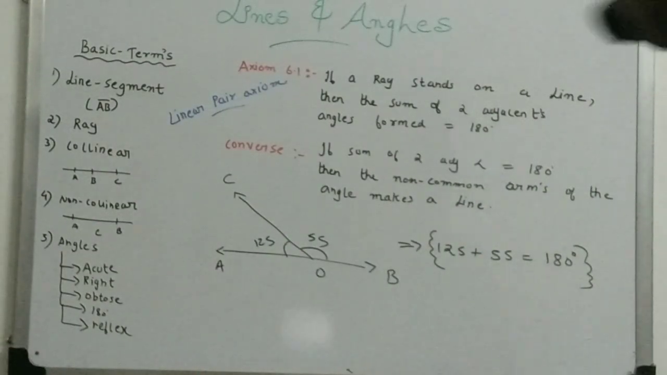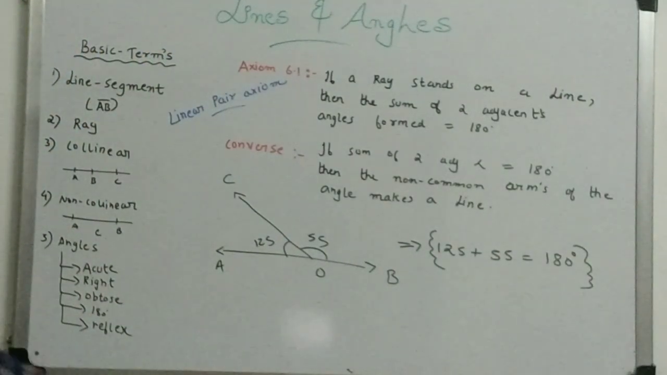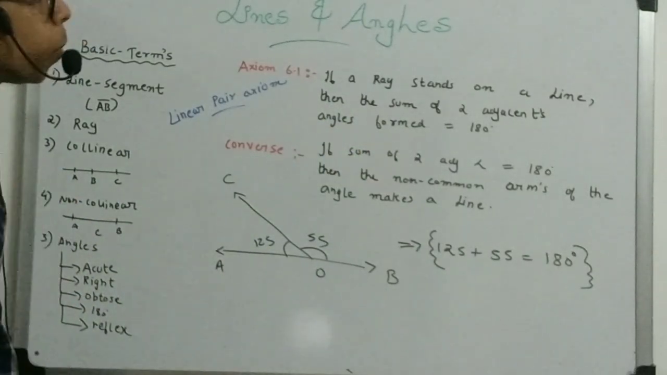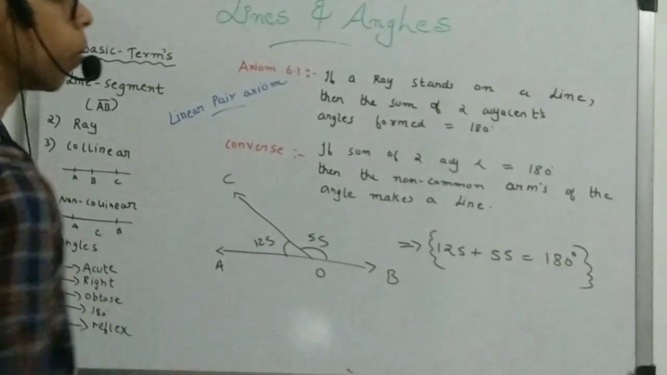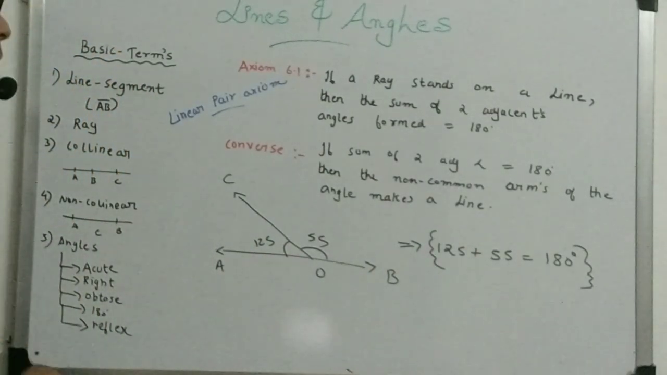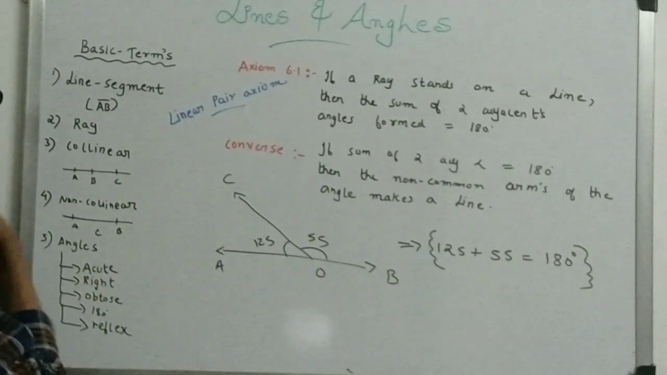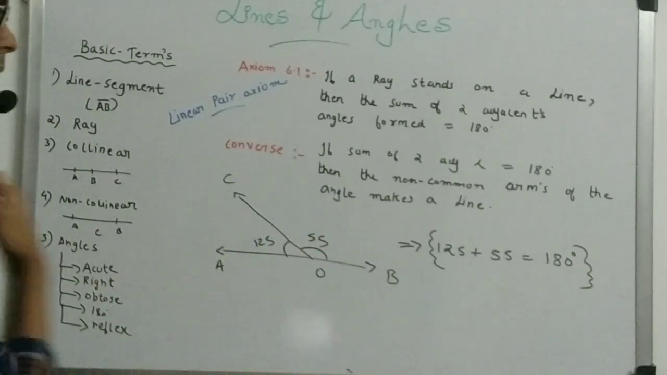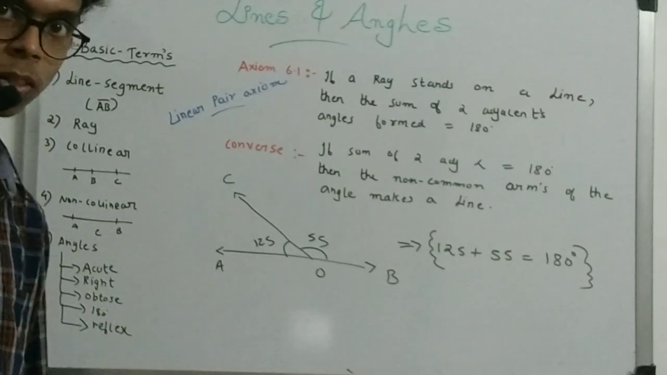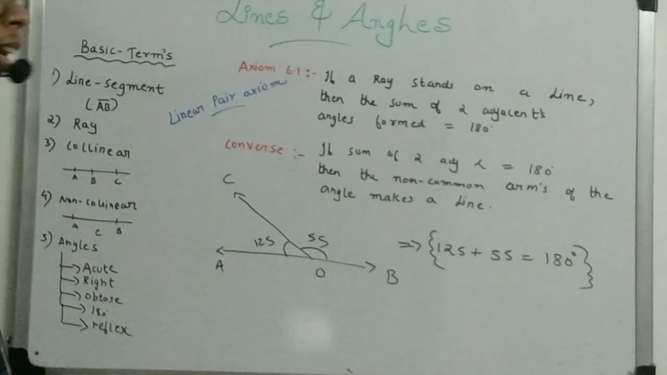Okay, so now let's learn about axiom 6.1 and its converse. Let's read: if a ray stands on a line, then the sum of the two adjacent angles formed is equal to 180 degrees. This is what we saw earlier. If you are given two adjacent angles like this, and you add these two adjacent angles, you will get the sum equal to 180 degrees. What do we call those two adjacent angles? We call them supplementary angles or linear pair angles.